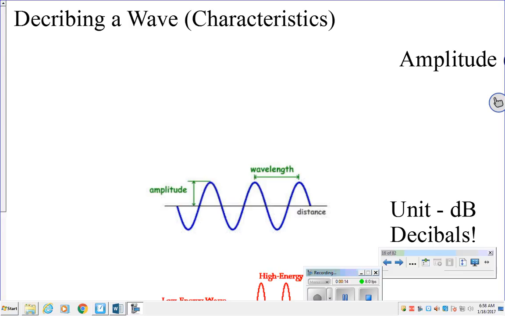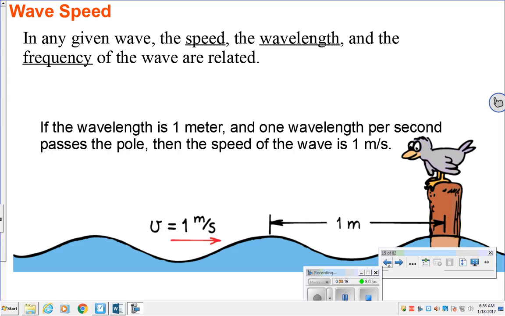To wrap up how we describe waves, sorry, I skipped a slide. Wave speed, which we mentioned yesterday, is just basically meters per second, like we're used to. For any given wave speed, wavelength and frequency are all related. A longer wavelength is going to give you a higher frequency, and speed is tied into that as well, because speed involves length. So if you have a wavelength of 1 meter and it's passing, for example, the pole in this picture once a second, you would have a speed of 1 meter per second.